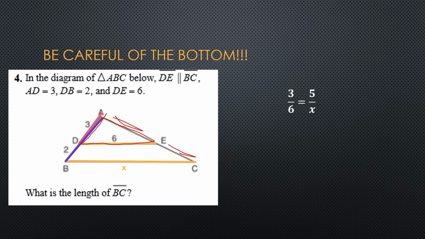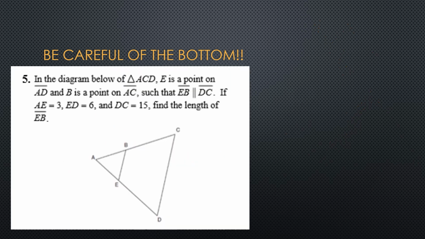It's overlapping triangles, so I would encourage you to draw them separately, because when you do that, you should realize that you have 6 and x on the bottom, 3 is the left side of the small triangle, and if you try to write 2 right here, that 2 is actually just that part. This entire piece is 5. So that is why you have to be really careful of the bottom. It will look like the side splitter theorem, but it is not the side splitter theorem.